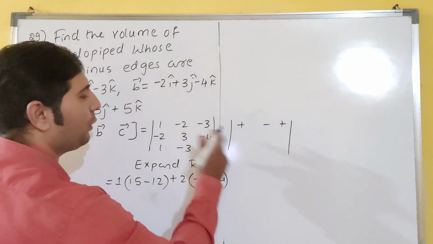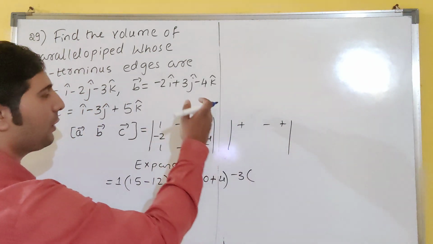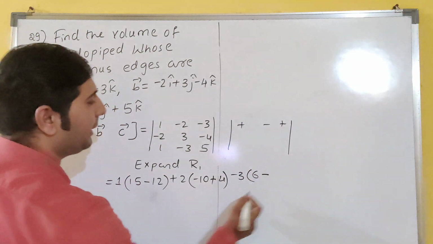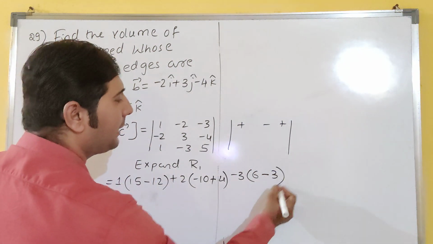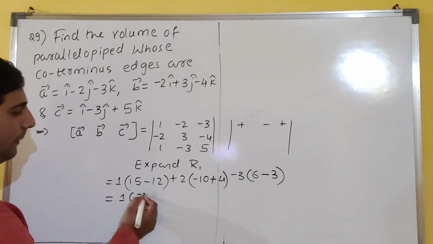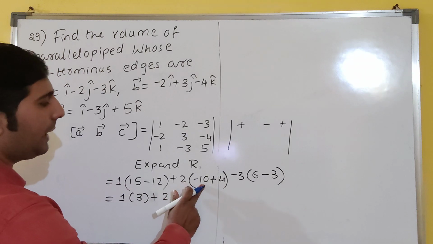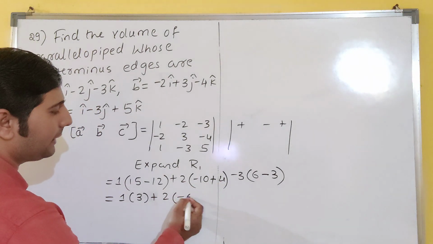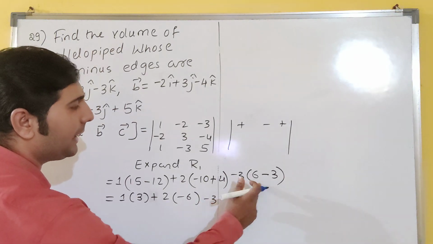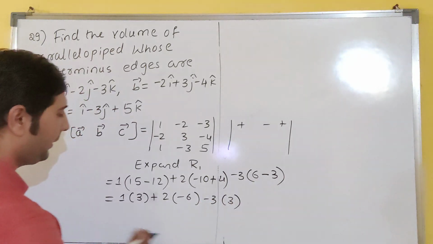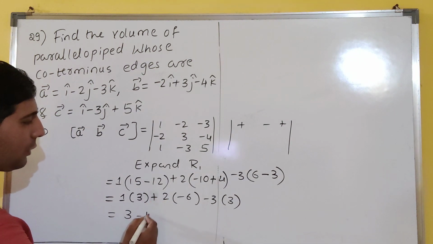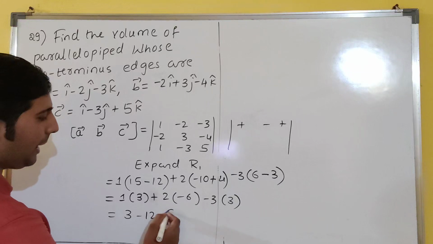So now see, plus into minus, minus 3. First row, last column you leave. Minus into minus, plus 2 threes are 6, minus you write, 1 three is 3. So what will you get? 15 minus 12 is 3, 2 into minus 10 plus 4, minus 6. Here minus 3 is there. 6 minus 3 is 3, dear students. So now see, 1 three is 3. 2 into minus 6 is minus 12. Minus 3 into 3 is minus 9.